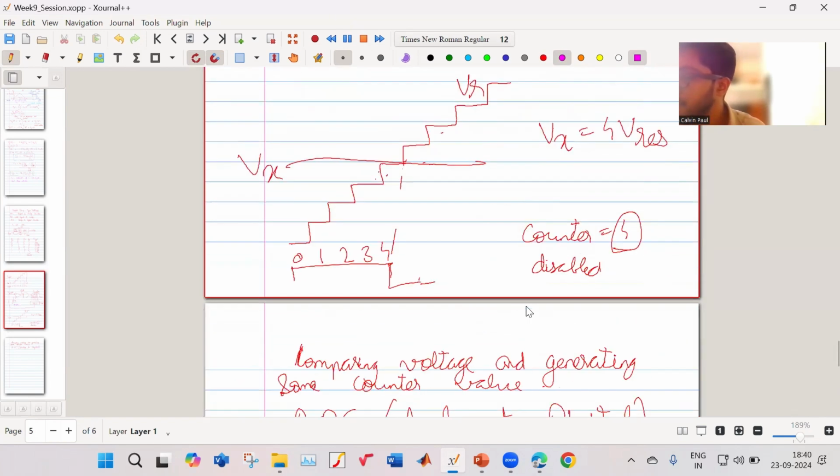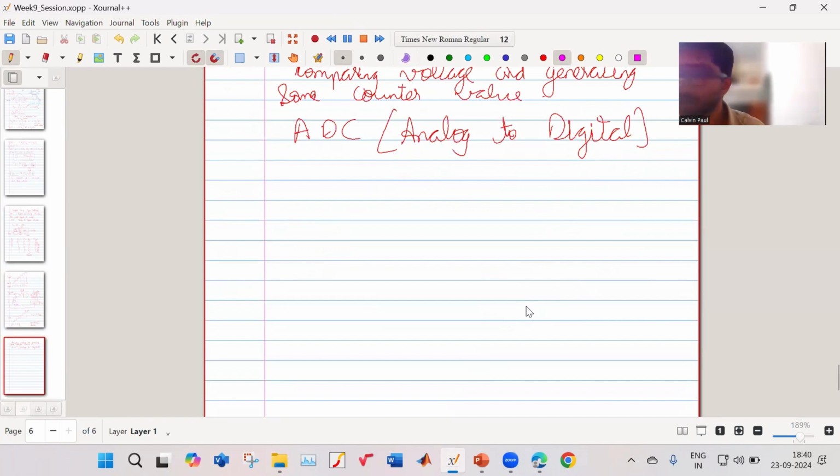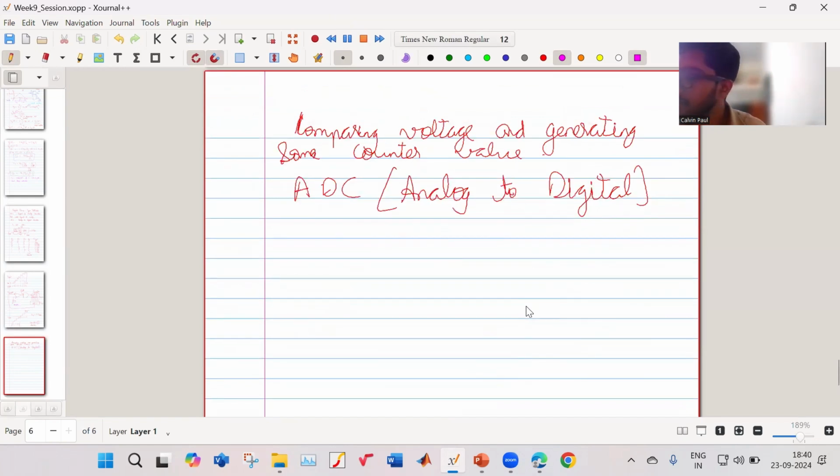I'll proceed further. I'll start with the successive approximation register ADC, the SAR ADC. This works on the binary search algorithm.